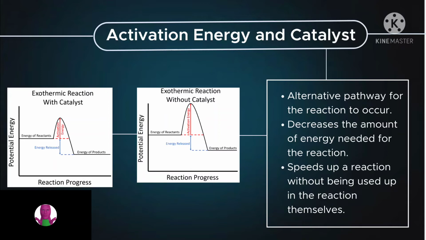As for the image attached on the left side, you see an endothermic reaction diagram with and without the catalyst. What the catalyst does in this reaction is that it lowers the activation energy by giving the system an alternative pathway.